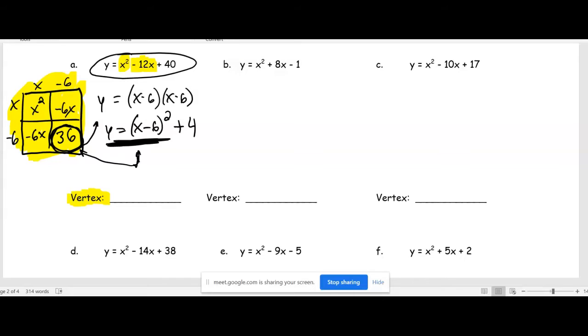Now we should be able to do the vertex, right? This is in vertex form. So once we look at this, we've gone from standard form, where we can't really tell what the vertex is, to vertex form. We would hopefully then be able to look at that very quickly and say that our vertex is a +6 and a +4, 6, 4.